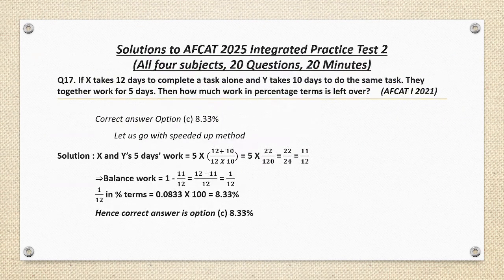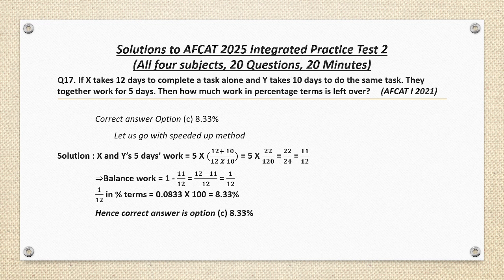Next, question number 17. Again, we got a time and work question. Hope you have done this question correctly. Let us go with the speeded up method. Again, here X is working, X takes some days, Y takes some days. Together they worked for some days. And now, instead of asking how many days X requires working alone, or Y working alone, it is simply asking how much work is left over in percentage terms.